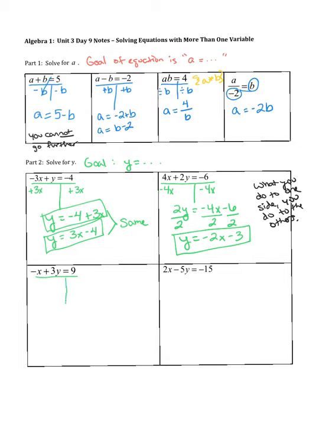I want my y's to be on the left side, so I'm going to move the x. And I end up with 3y equals x plus 9. You can write 9 plus x. Math is the same. But I still want 1y. So I'm dividing everything by 3.